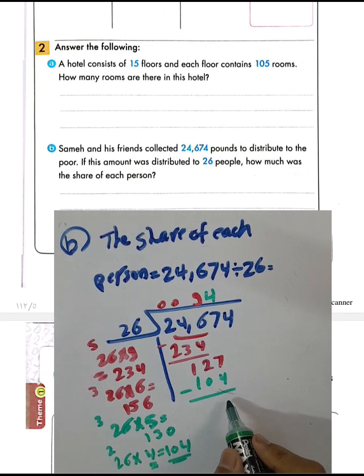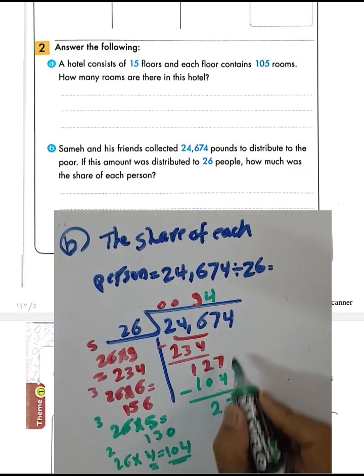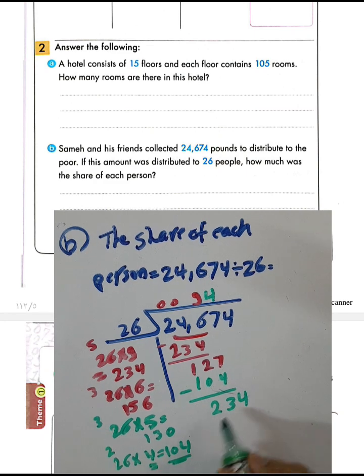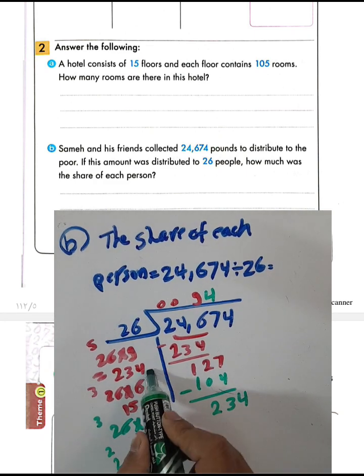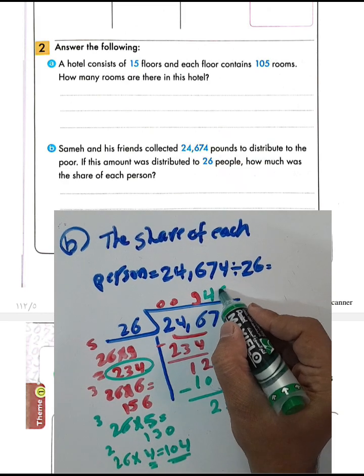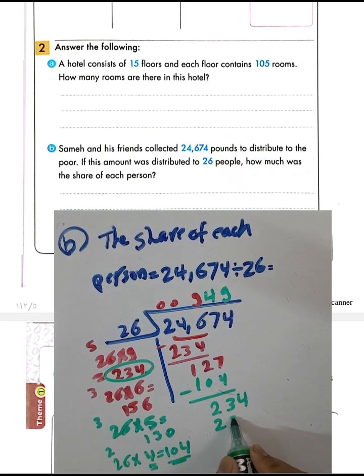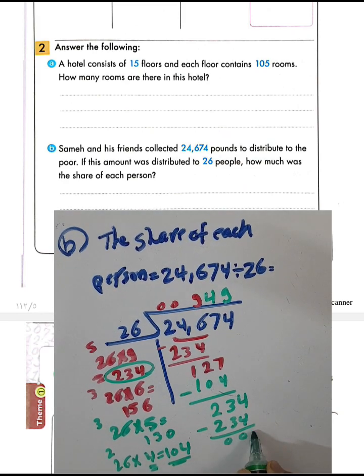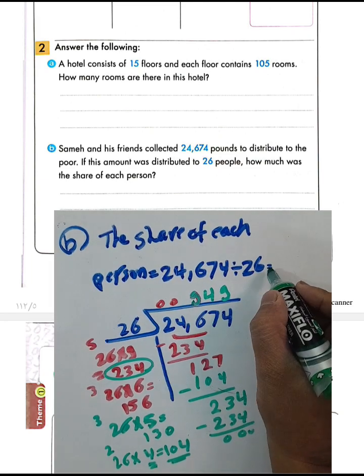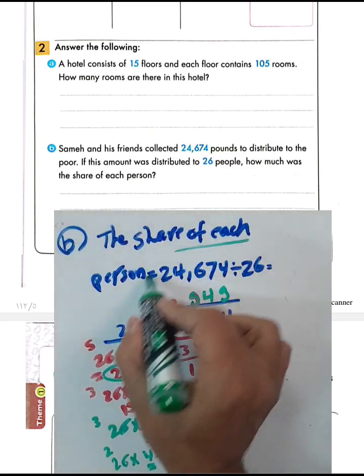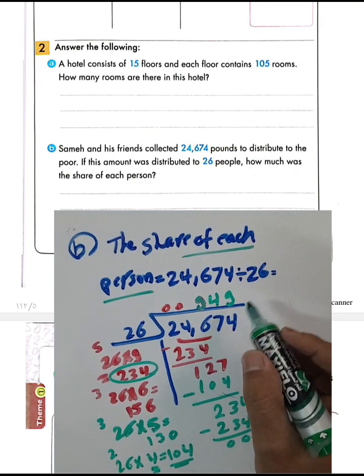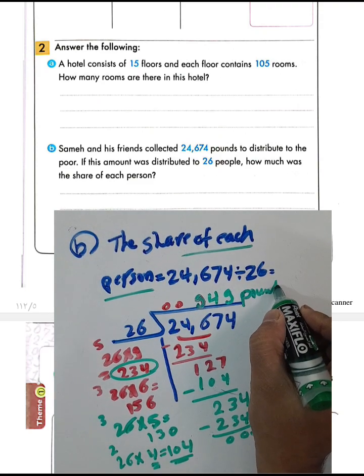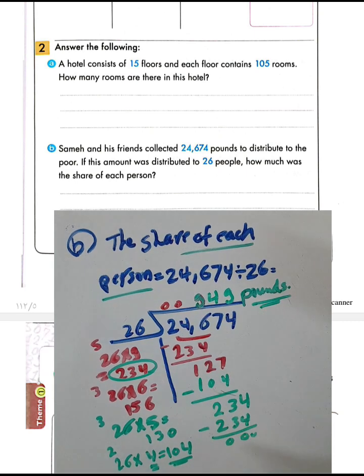7 minus 4, it will be 3, and 2 minus 0, it will be 2, and then drop the next number here, 4. 234 divided by 26. Here, 9. Write 9 outside in the question, and write 234. Then the result here, the share of each person, will be 949. Okay, and write pounds behind it.